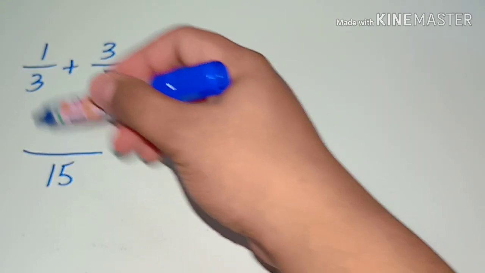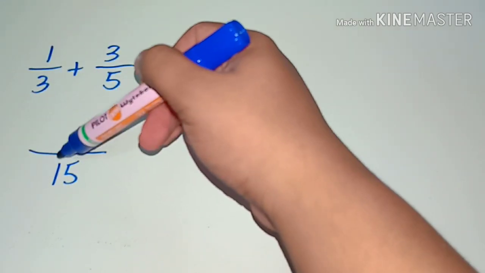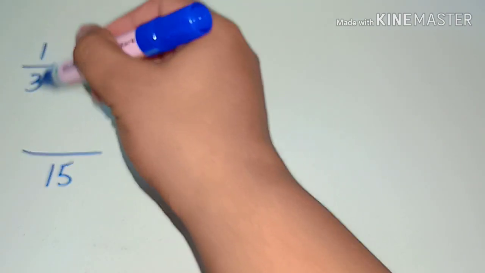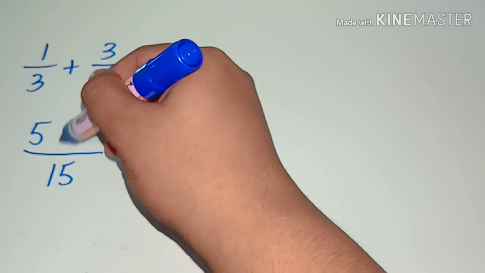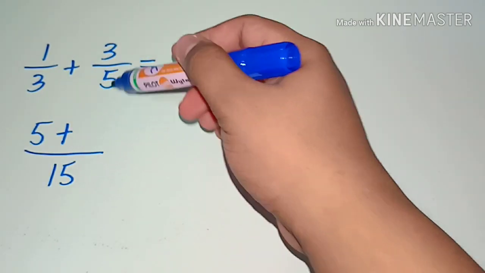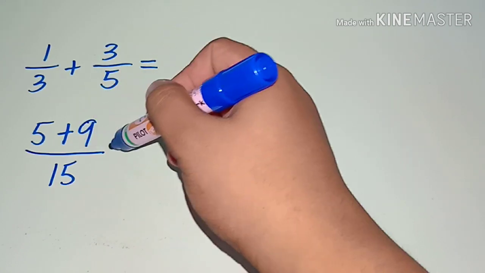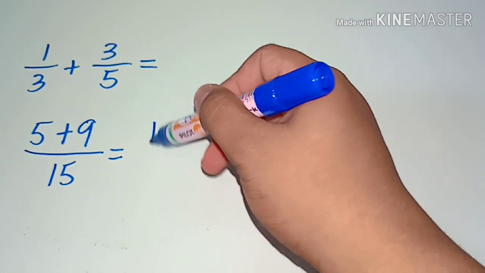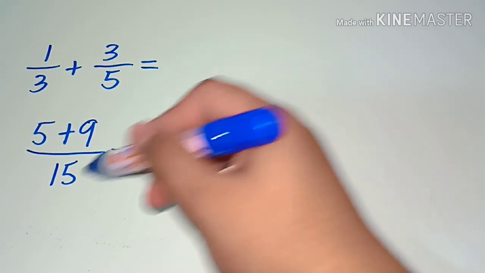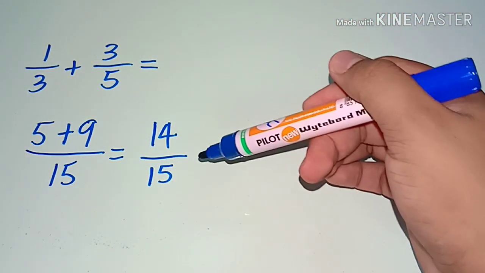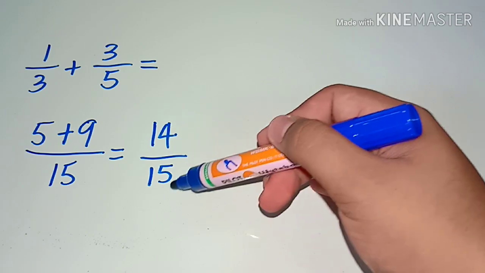So what you will do is divide and then multiply. 15 divided by 3 is 5 times 1 is 5, plus 15 divided by 5 is 3 times 3, that will give you 9. So 5 plus 9 is 14. Copy the denominator 15, so that means 1/3 plus 3/5 will give you 14 over 15.